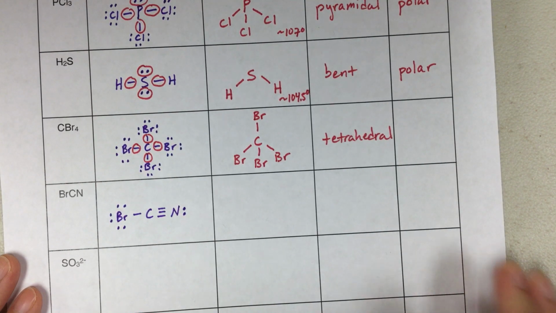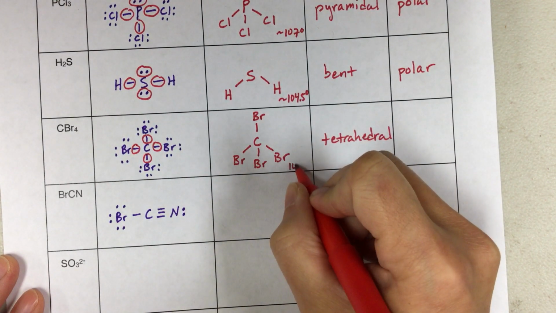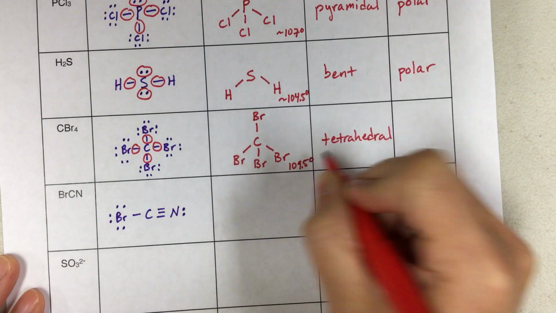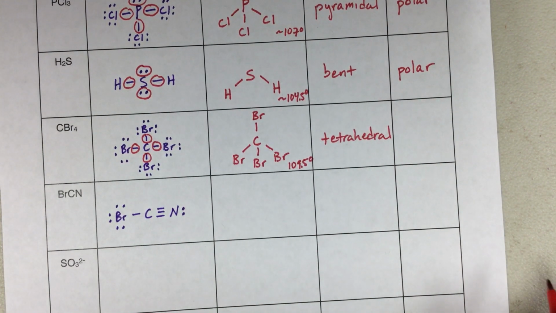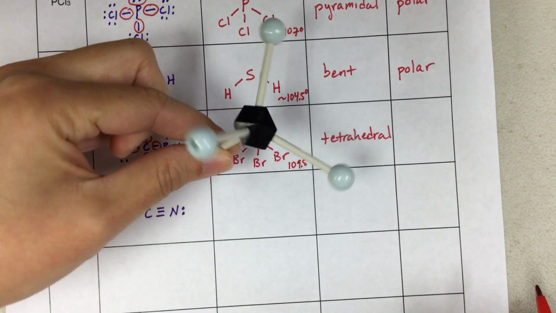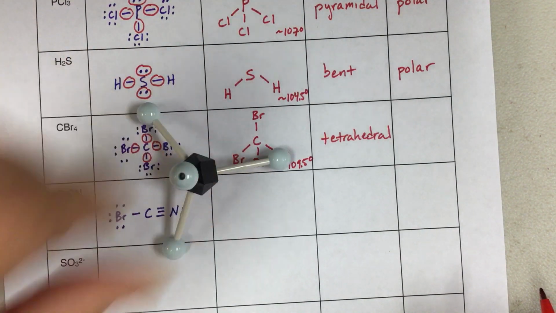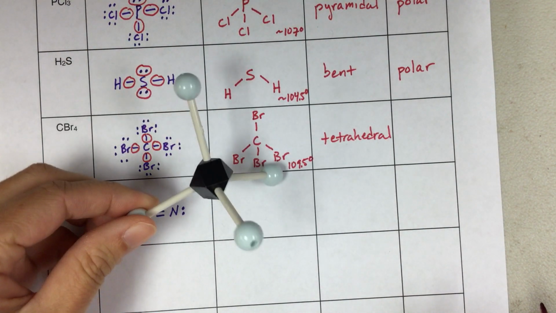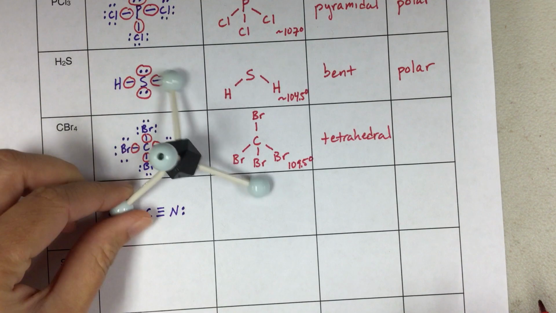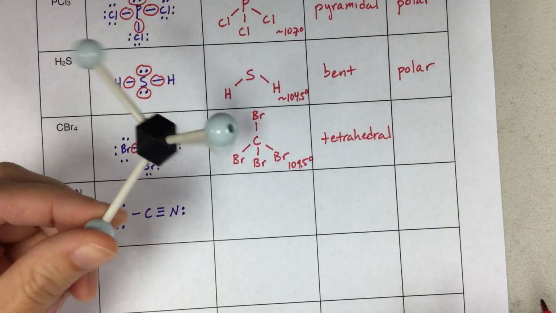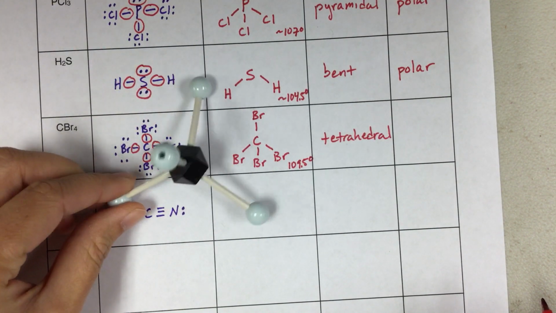So there's the shape. Bond angles are 109.5, and we have an example of that here. So this has the 109.5 degree bond angles. No lone pairs, so all of these angles are 109.5. They're not being pushed closer together.